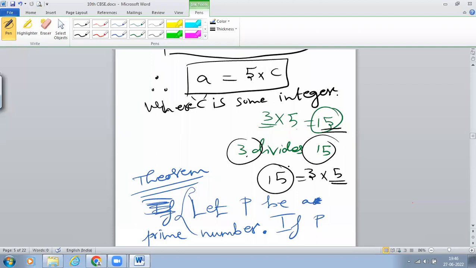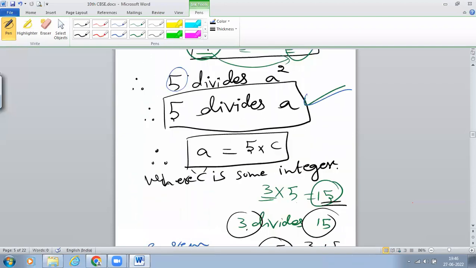Similarly, here 5 divides A, which means A can be expressed as 5 times some number. That is the meaning. Therefore, A is equal to 5 into C, where C is some integer. Are you able to understand this step? Shall we move on to the next step?